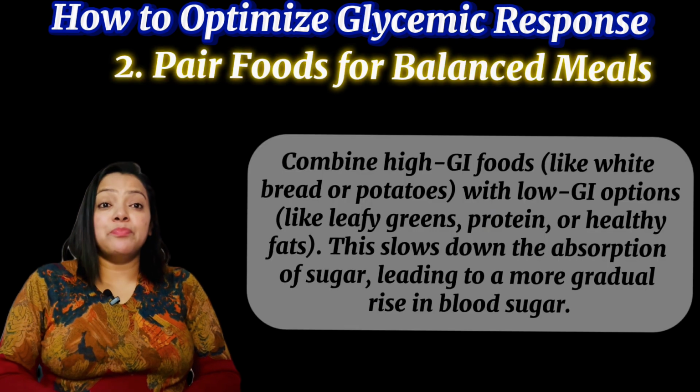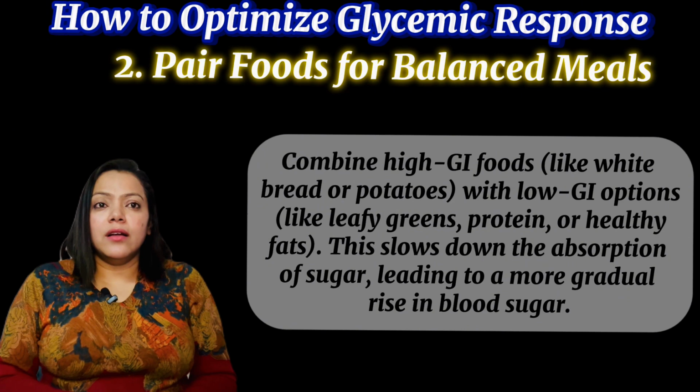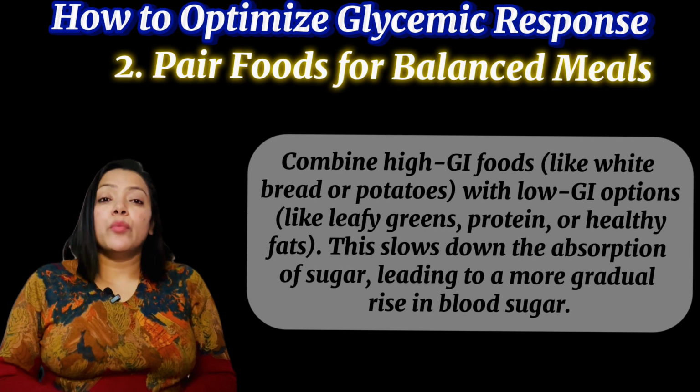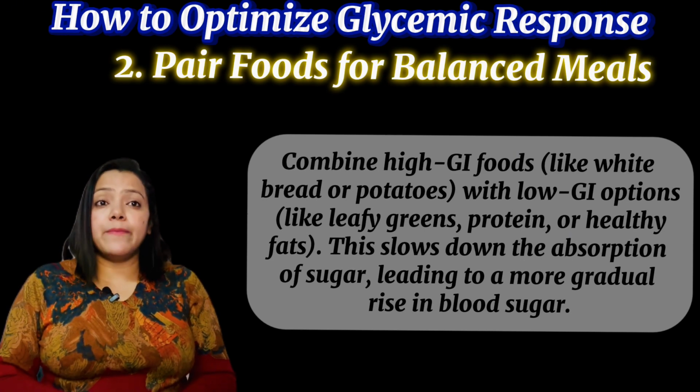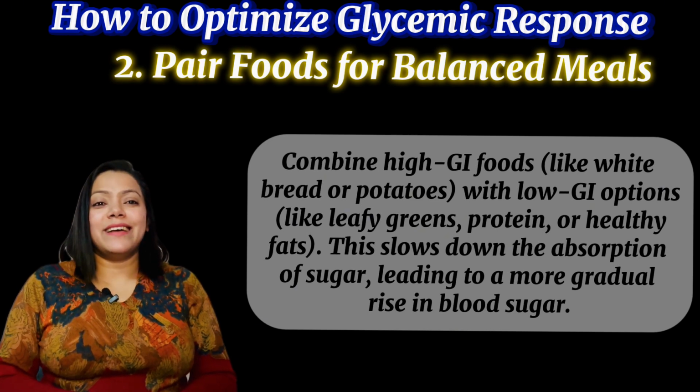Number 2 is pair foods for a balanced diet. Combine high GI foods like white bread or potatoes with low GI options like green leafy vegetables, protein or healthy fats. This slows down the absorption of sugar, leading to a more gradual rise in blood sugar.